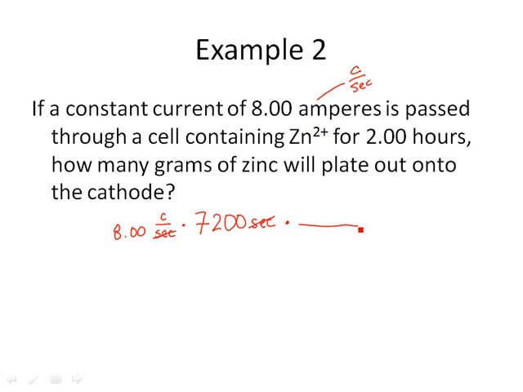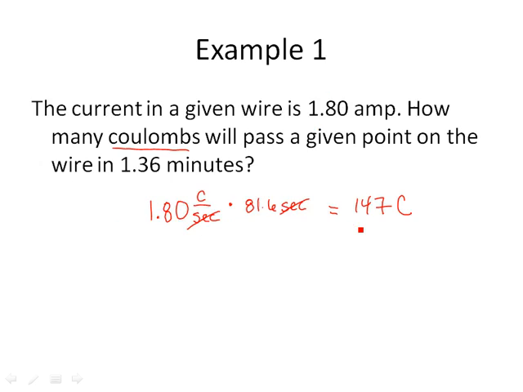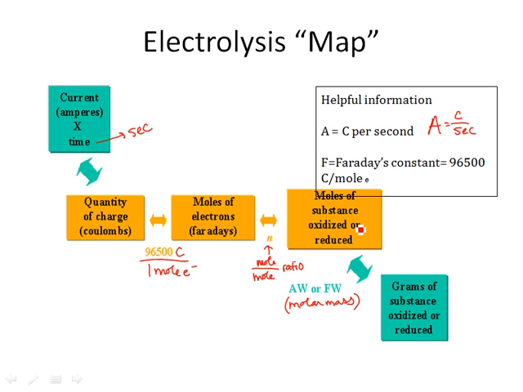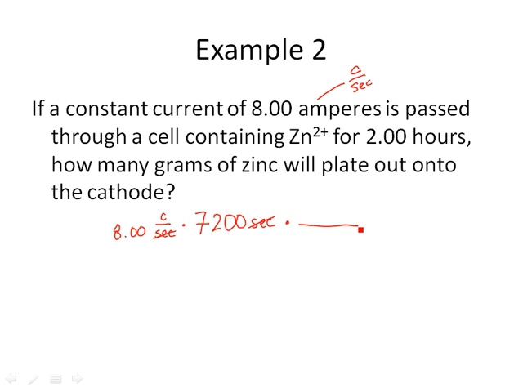What do we need to get to cancel now? Coulombs. And if we look at the map, what number goes with coulombs? 96500 coulombs. What goes on top? 1 mole of what? Very important, 1 mole of electrons. So our coulombs will cancel. Now we need moles of electrons to cancel.